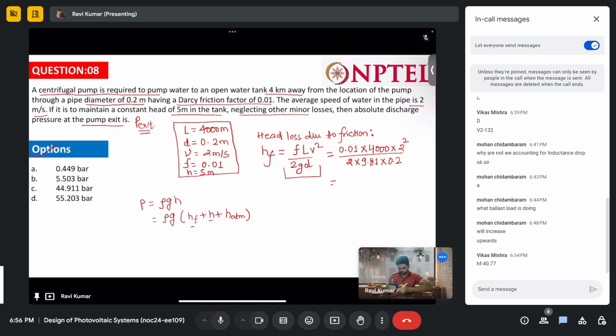I'm doing this: 0.01 into 4000 into 4 divided by 2 divided by 9.81. Yes, you are right. It is 40.77. So now, what is the value of this rho?